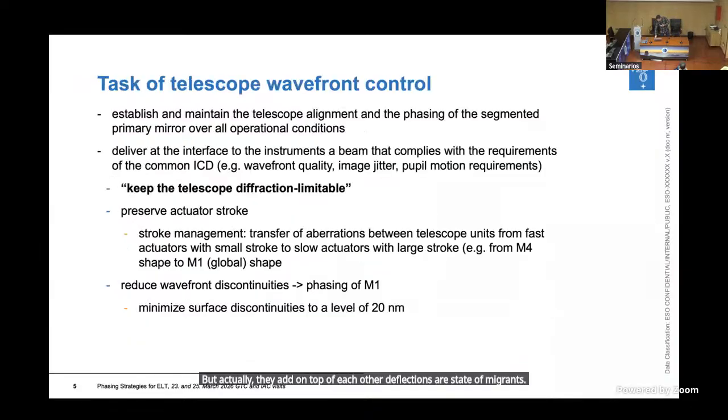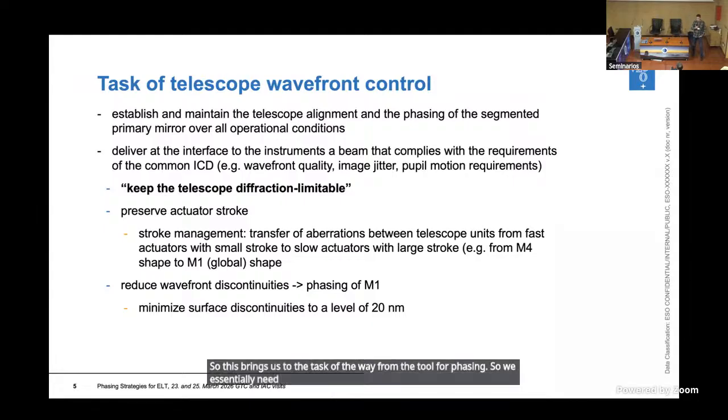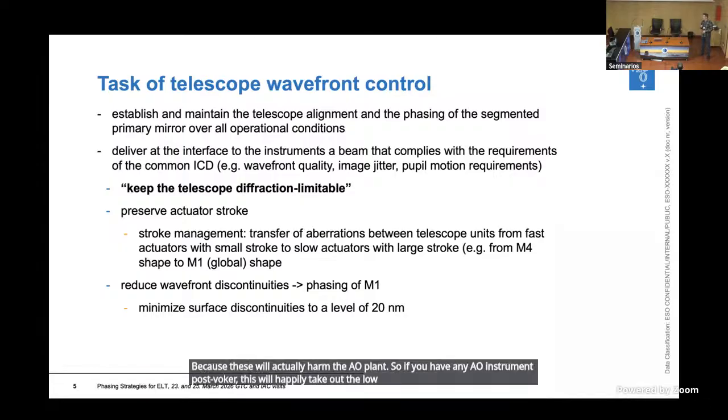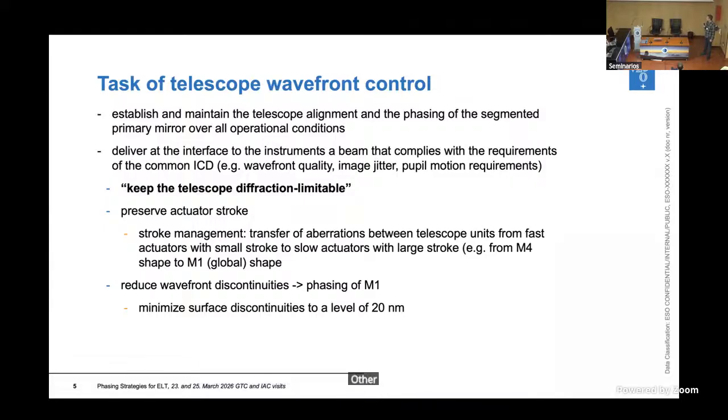This brings us to the task of the wavefront control for phasing. We essentially need to minimize the surface discontinuities because these will actually harm the AO. If you have any AO instrument post-focal, this will happily take out the low orders, but you're left with high orders, and this is the aim of phasing. Otherwise, we need to preserve the stroke. We do this by offload mechanisms. In principle, you offload stroke from fast actuators with low stroke to slow actuators with large stroke in cascade. Having done those two things, we should be in good shape.